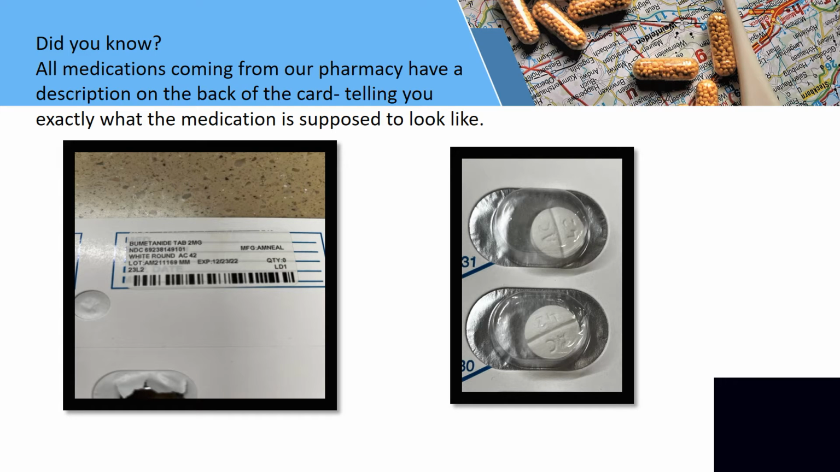Did you know all medications coming from our pharmacy have a description on the back of the card telling you exactly what the medication is supposed to look like? On this example, it says that the tablet should be white, round, and have the letters AC and the numbers 42 imprinted on the tablet. In the picture on the right, you can see the letters AC and the numbers 42 on the tablet, confirming you in fact have what the card is supposed to have in it. This is super handy. I've been a nurse here for 13 years and I didn't realize this until today.